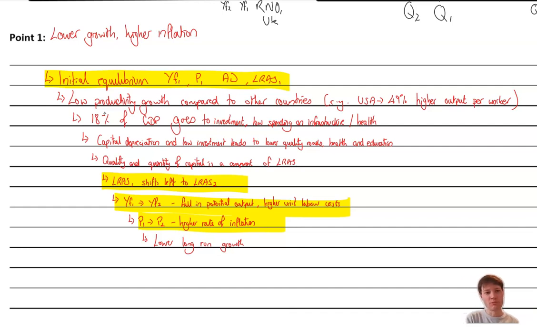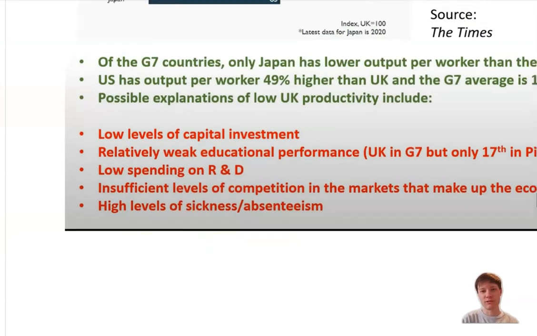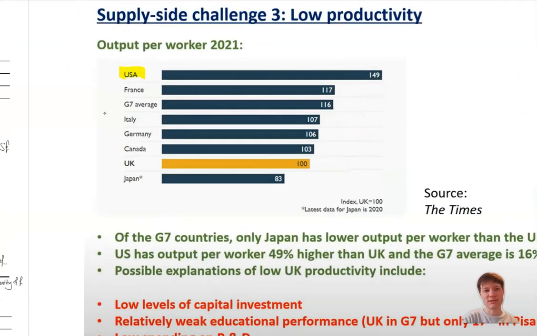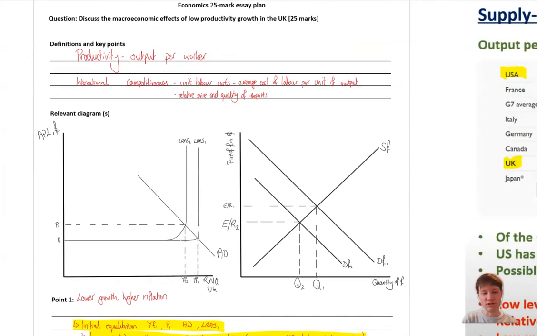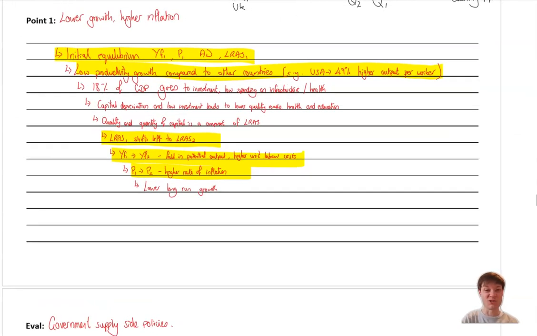So low productivity growth, I've been very careful to say that that's relative to other countries. And it's quite a shocking statistic next to here that the USA has 49% higher output than the UK. And look at the UK down there on the G7 average. Very worrying. So we can see, first of all, that it is a very significant issue, which makes this question quite likely.